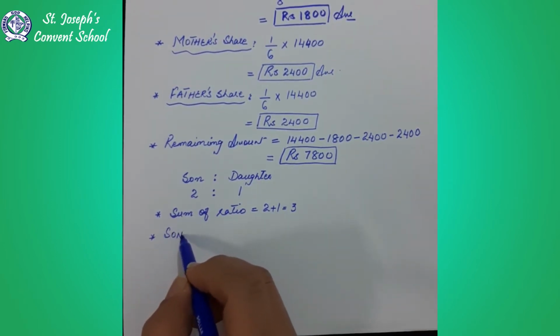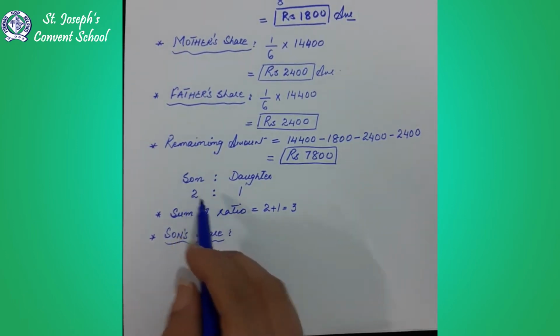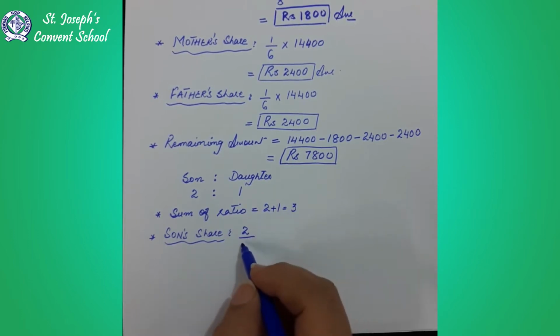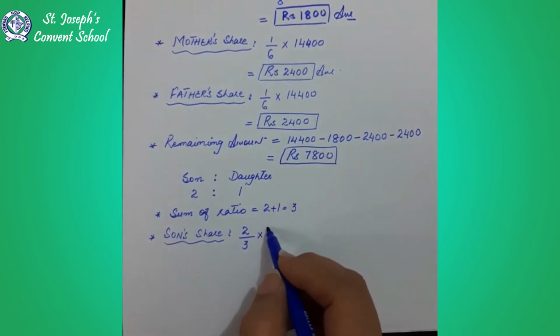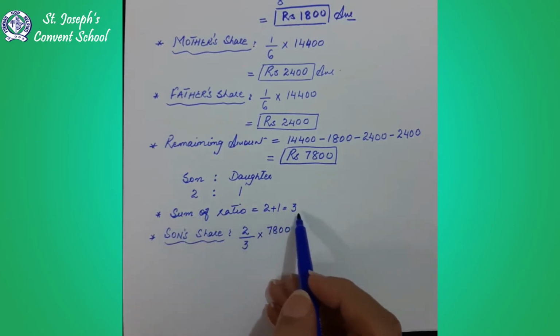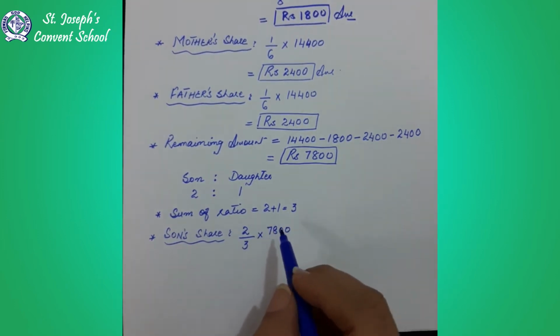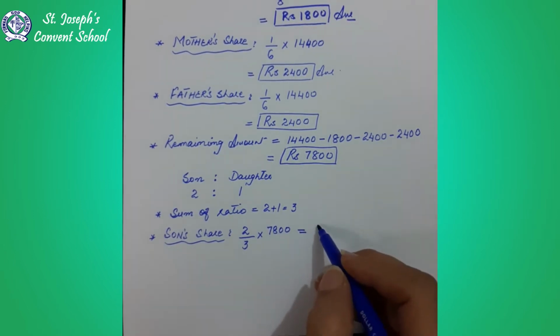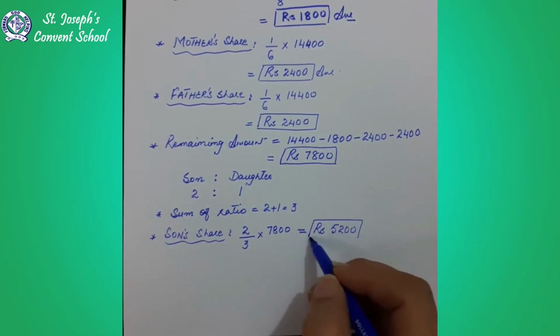Son's share means son is 2 divided by total sum is 3. 2 divided by sum of ratio multiplied by this remaining amount. So whenever ratio is given between son and daughter, find the sum of the ratio. Then son's share means son's ratio divided by total ratio. 2 divided by 3 into remaining amount. With calculator you can calculate 2 multiplied by 7,800 divided by 3. You will get rupees 5,200. So this is son's share.